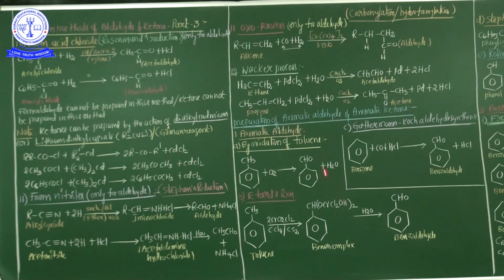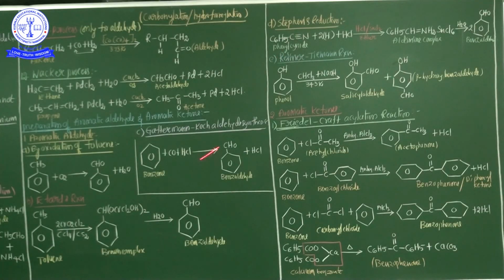In these preparations of aromatic aldehyde, already two named reactions have come. In the aliphatic category, the OXO process and Wacker process also came. Etard reactions are very important, and similarly Gattermann-Koch reactions are also most important. See, this is benzene, carbon monoxide, HCl. Here write down anhydrous AlCl3, Cu2Cl2. Now finally benzaldehyde is obtained.